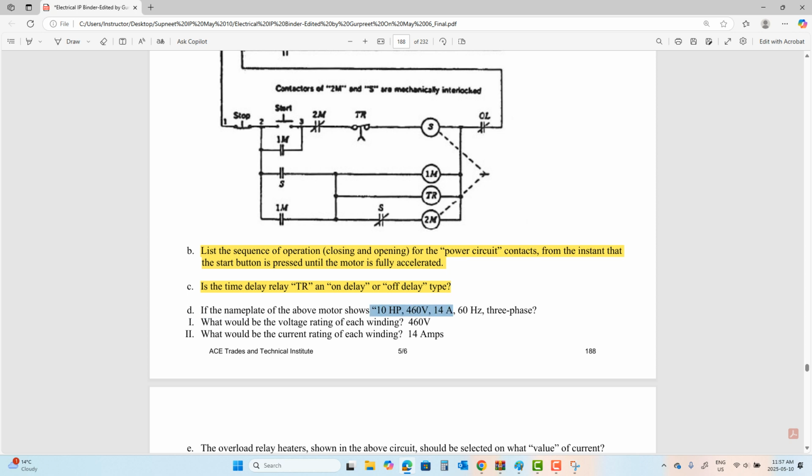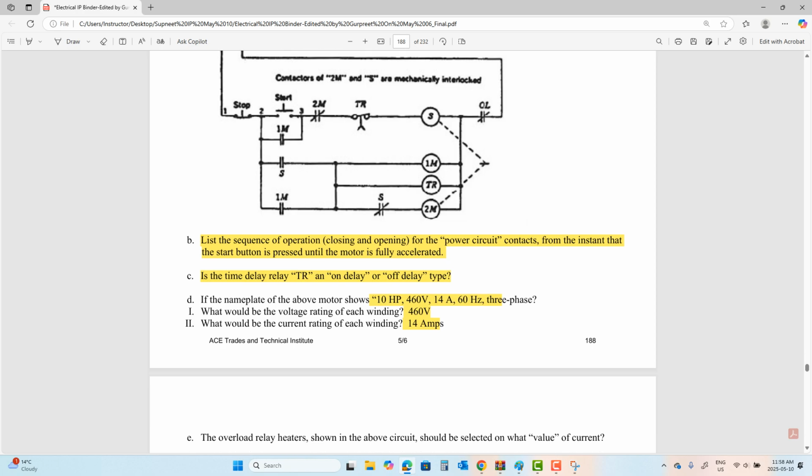Now if 10 HP 460 is my rating on the winding or on the nameplate, what is my maximum voltage on the winding? 460. And what is my maximum current on the winding? 14 amps. Right? Because whatever is on the nameplate is the maximum rating the windings can have. You can't have more than that.